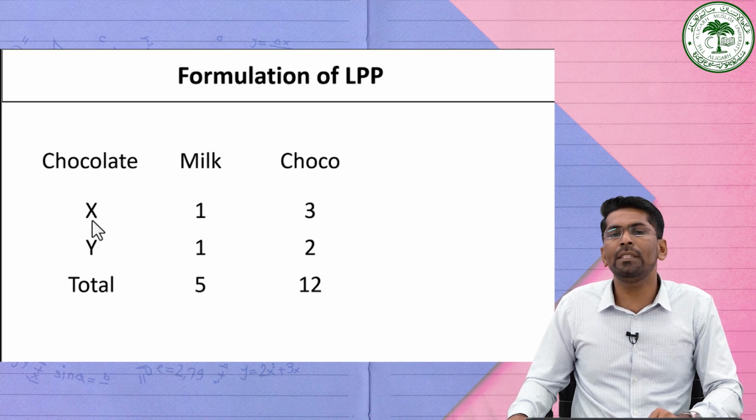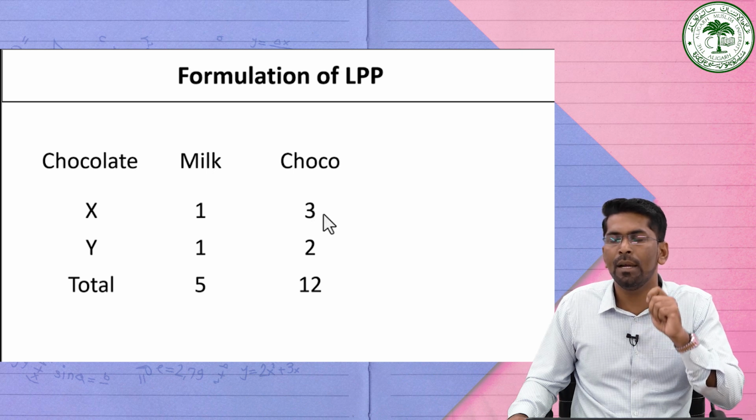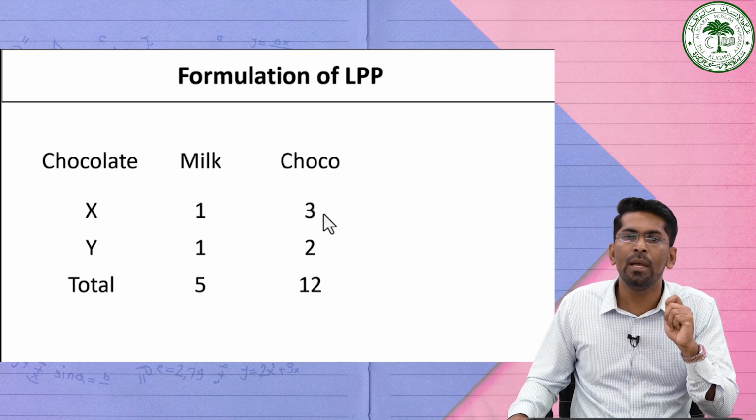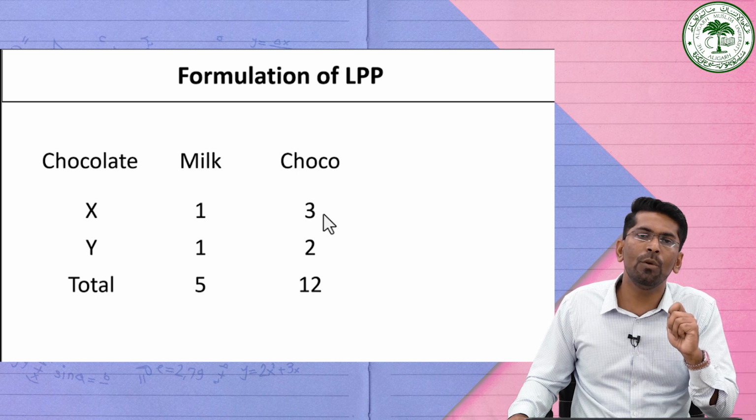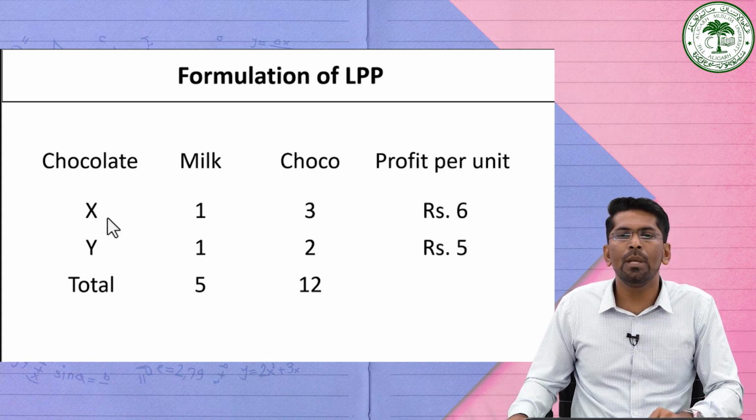On each sale of chocolate X and chocolate Y, the company makes a profit. In the given problem, it is mentioned that the company makes a profit of 6 rupees per unit when chocolate X is sold and 5 per unit when chocolate Y is sold. So I am going to add here the profit per unit: if you go for selling X, then the producer will get 6 rupees, and for Y he will get 5 rupees.